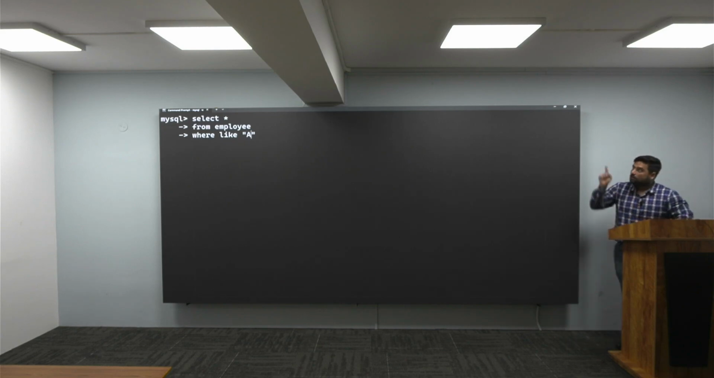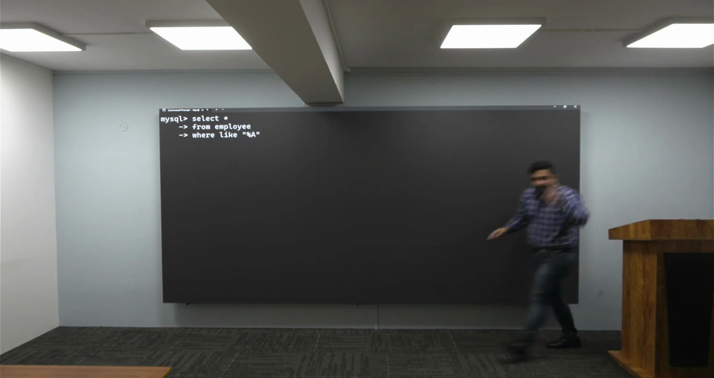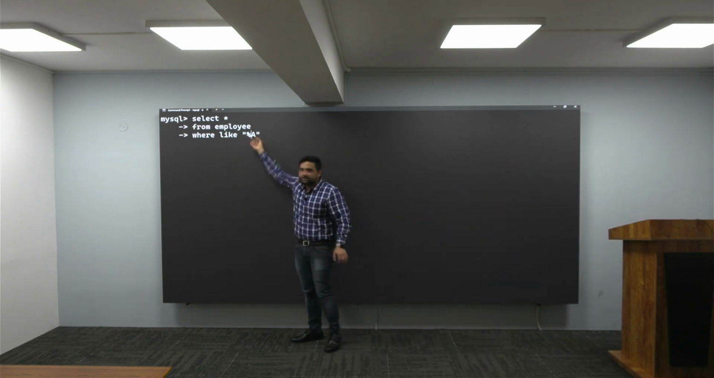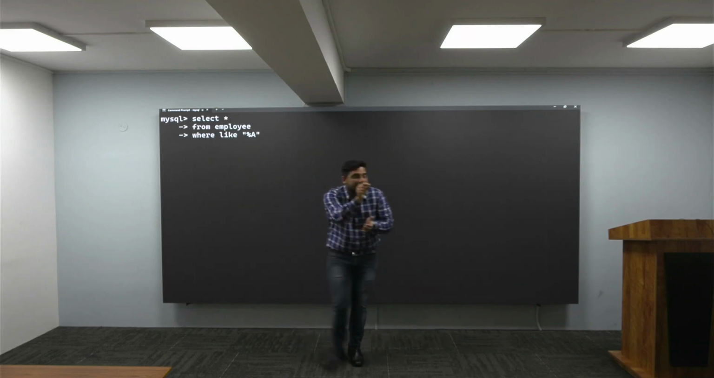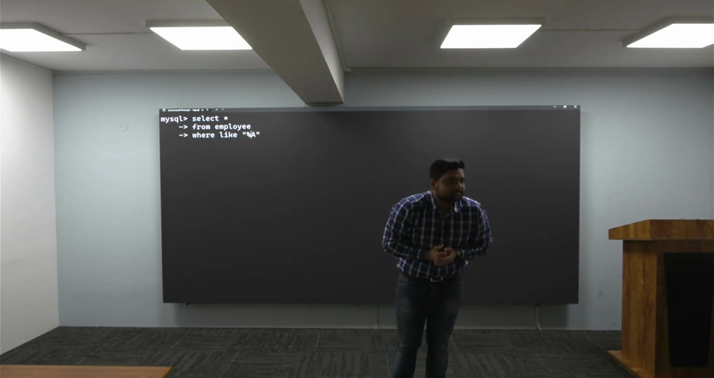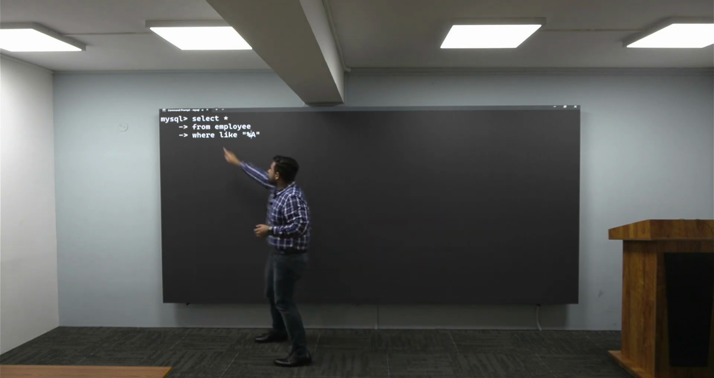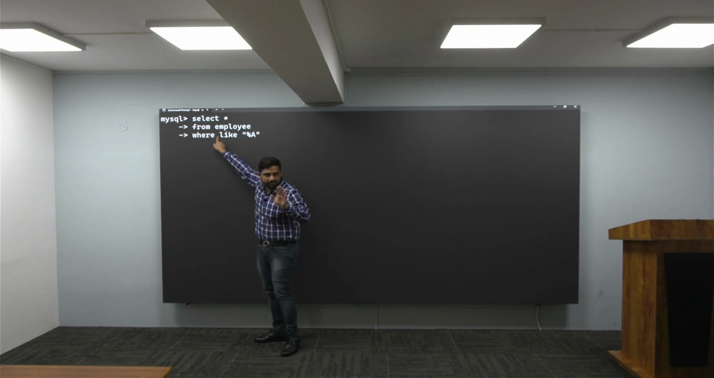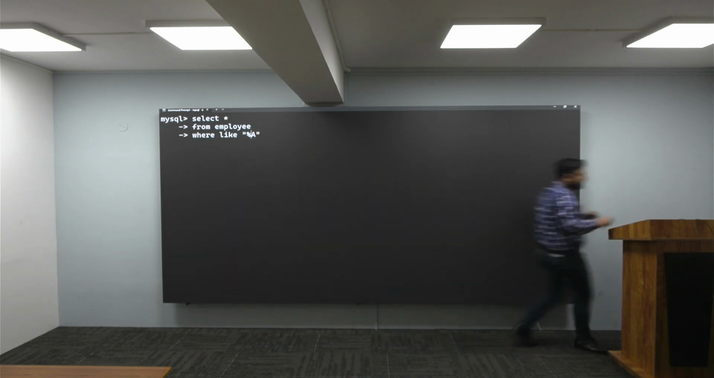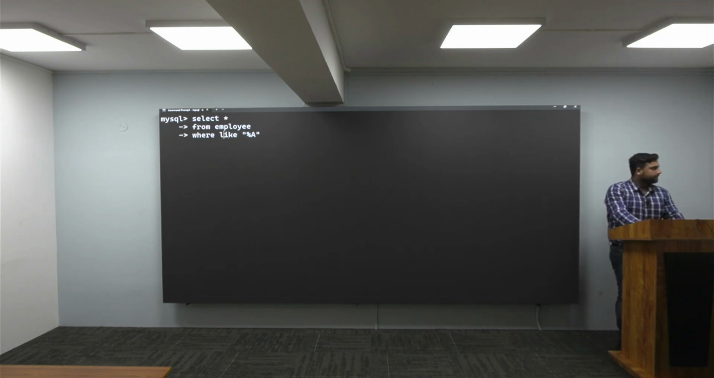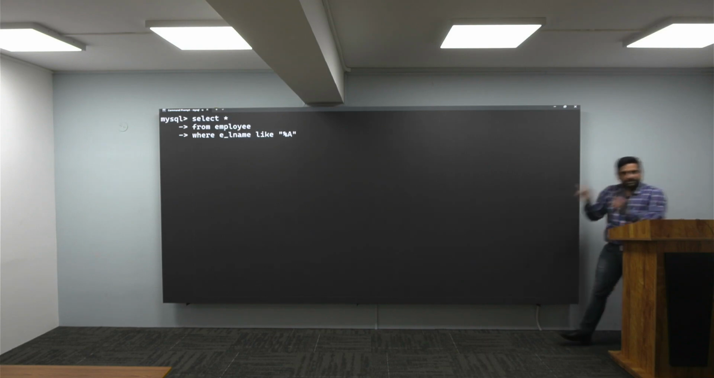And before A, how many characters can we have? 0 or more characters. So that is why we have to put modulus. And what should we do? We should take this partial information and match it with the data. And that data, where is it present? Inside the last name column. And that is why we have to use the last name column over here. Did you get this? So I will use E underscore last name, before the like operator, E underscore L name. Did you get the syntax?